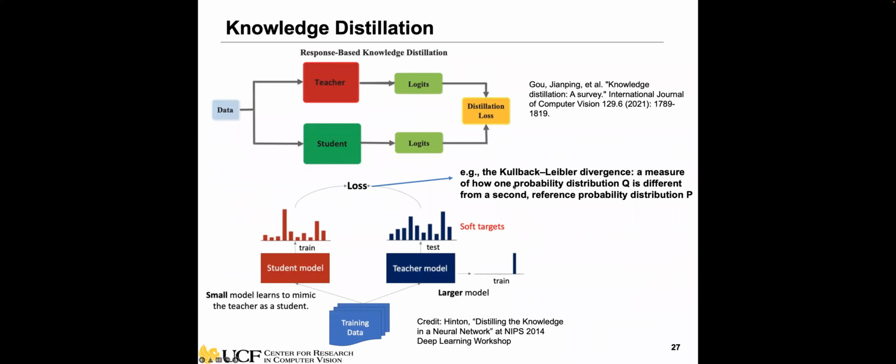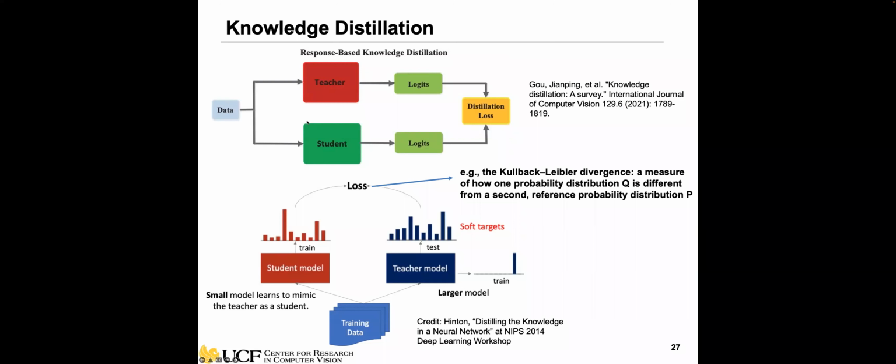So there are a few ways we can transfer different knowledge from the teacher network to the student network, okay? The first one is response-based knowledge distillation, okay? You also typically see this called logit-based knowledge distillation. So here, this graph shows how this response or logit-based knowledge distillation works, right?